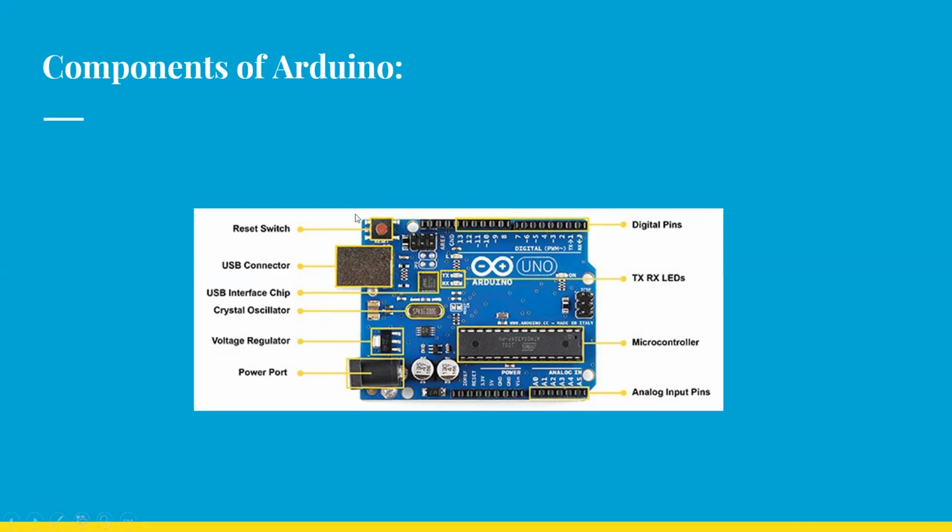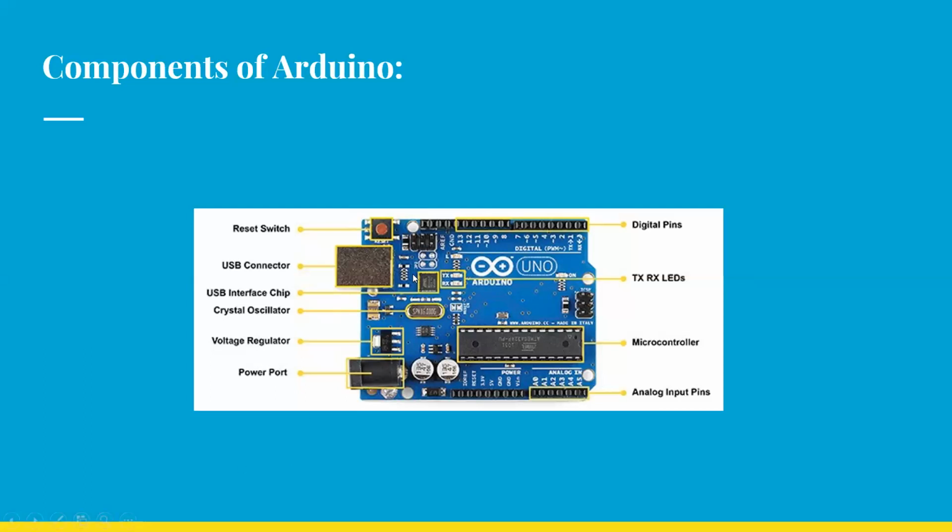Coming to the reset switch, when the switch is clicked, it sends a logical pulse to the reset pin of the microcontroller, and it runs the program again from the start. Coming to the crystal oscillator, this is a quartz crystal oscillator which ticks 16 million times a second. On each tick, the microcontroller performs one operation after another, for example, addition, subtraction, and so on.